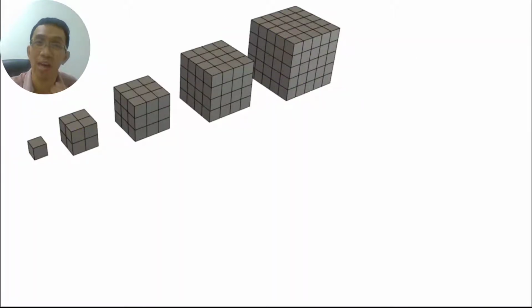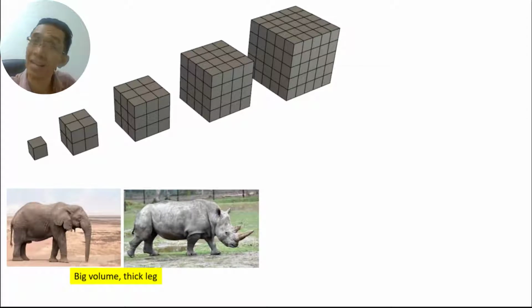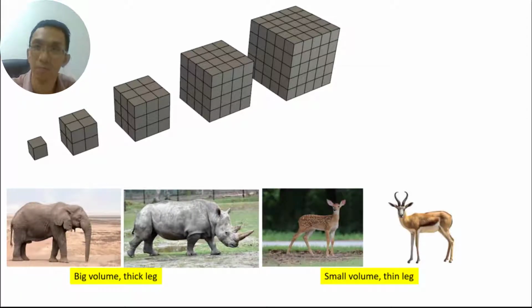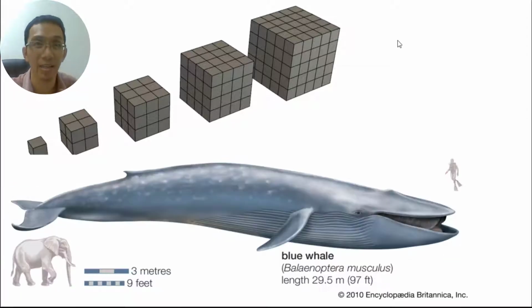We find in nature that large animals have disproportionately thick legs compared to those of small animals. The bigger the animal, the faster they are getting heavier than their strength can sustain. Elephants and rhinoceroses have thick legs while deer and antelopes have skinny legs. This guy does not need thick legs as water buoyancy already provides necessary support.